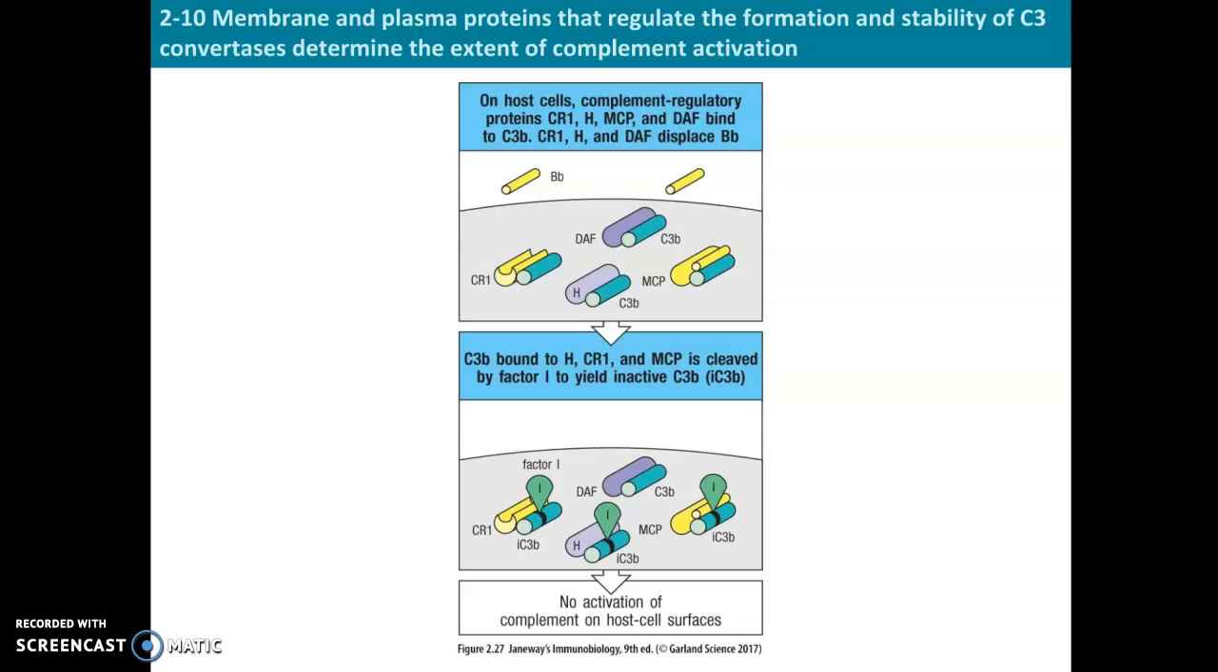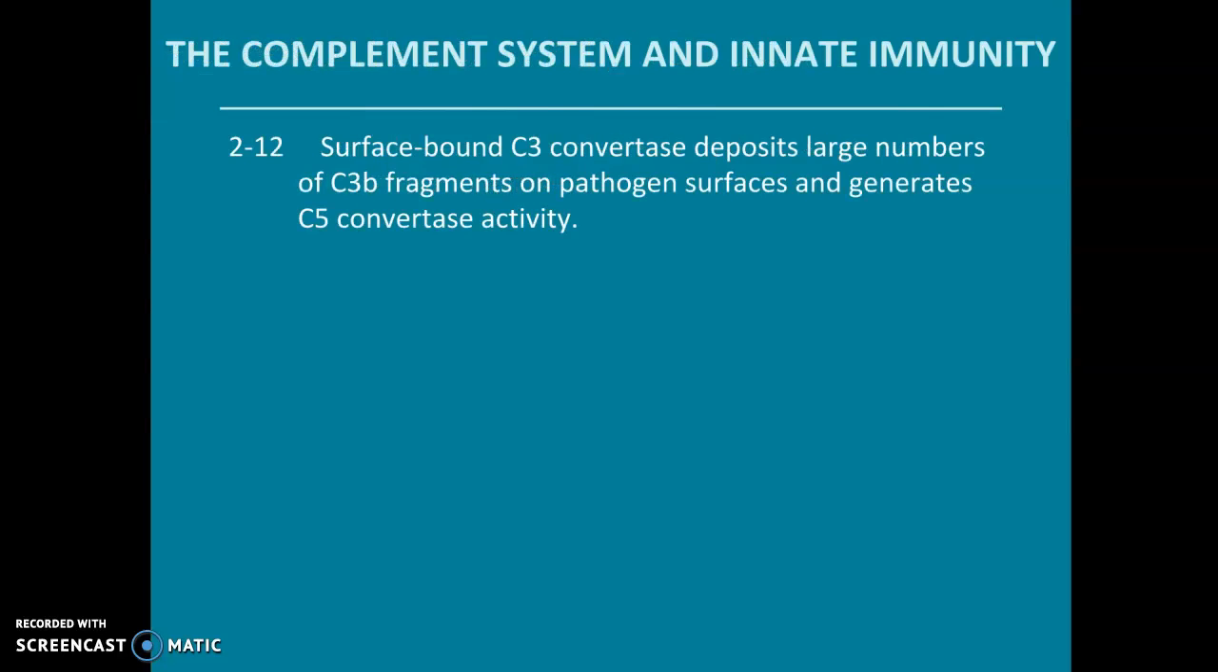We also have inhibitors, and so anything that you turn on, you want to be able to turn off. And so CR1, factor H, DAF, MCP, they all act as inhibitors, and the way they do that is by recruiting factor I. Factor I then inhibits C3b, and so it can no longer act as a C5 convertase. So anything you turn on, you want to be able to turn off.